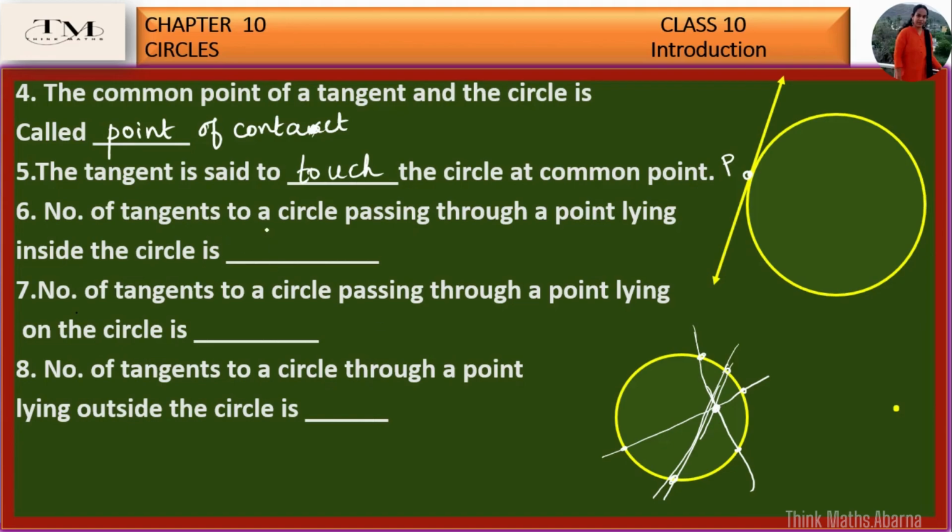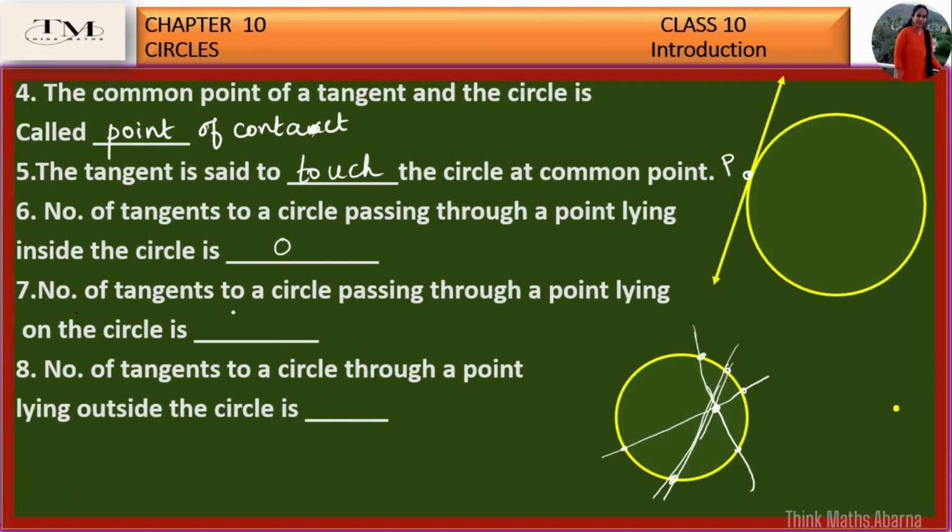So, number of tangents to a circle passing through a point lying inside the circle. If a point is inside the circle and we draw a line through this point, it will not be a tangent. So the answer is 0.